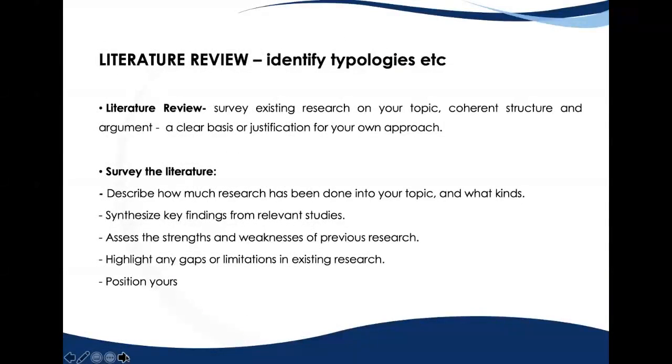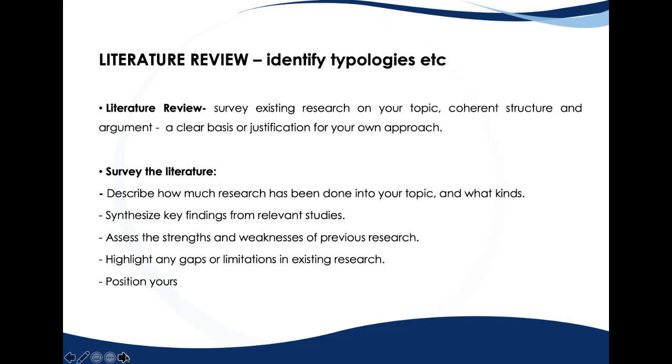Now, the literature review, regardless of how you think of it, whether it's a mini dissertation or not, is a product of you surveying the existing research on your topic. It has a very coherent structure and really sets out to present key arguments that relate to your topic. When I taught you about literature review, I mentioned the issue of typologies, that some people may go for a thematic literature review, some go for a narrative one, some might go for a theoretical one, and so forth.